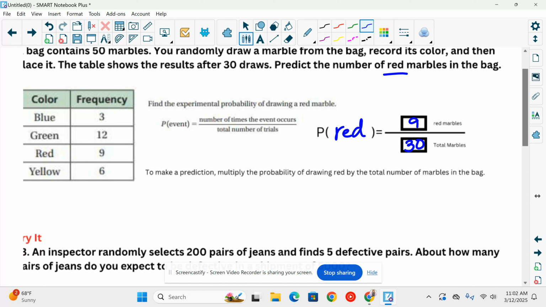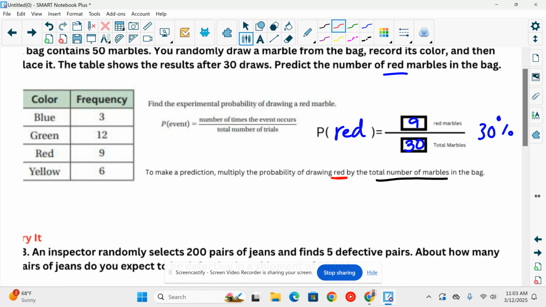Okay, so we need to go ahead and figure out our what? Percentage. So let's figure it out. What is it going to be? 30, okay. So we have 30% here. Alright, so to make a prediction, multiply the probability of drawing red by the total number of marbles in the bag. So we need 2 things. Well, we need to figure out what? Drawing of reds and the total number of marbles. Those 2 things.